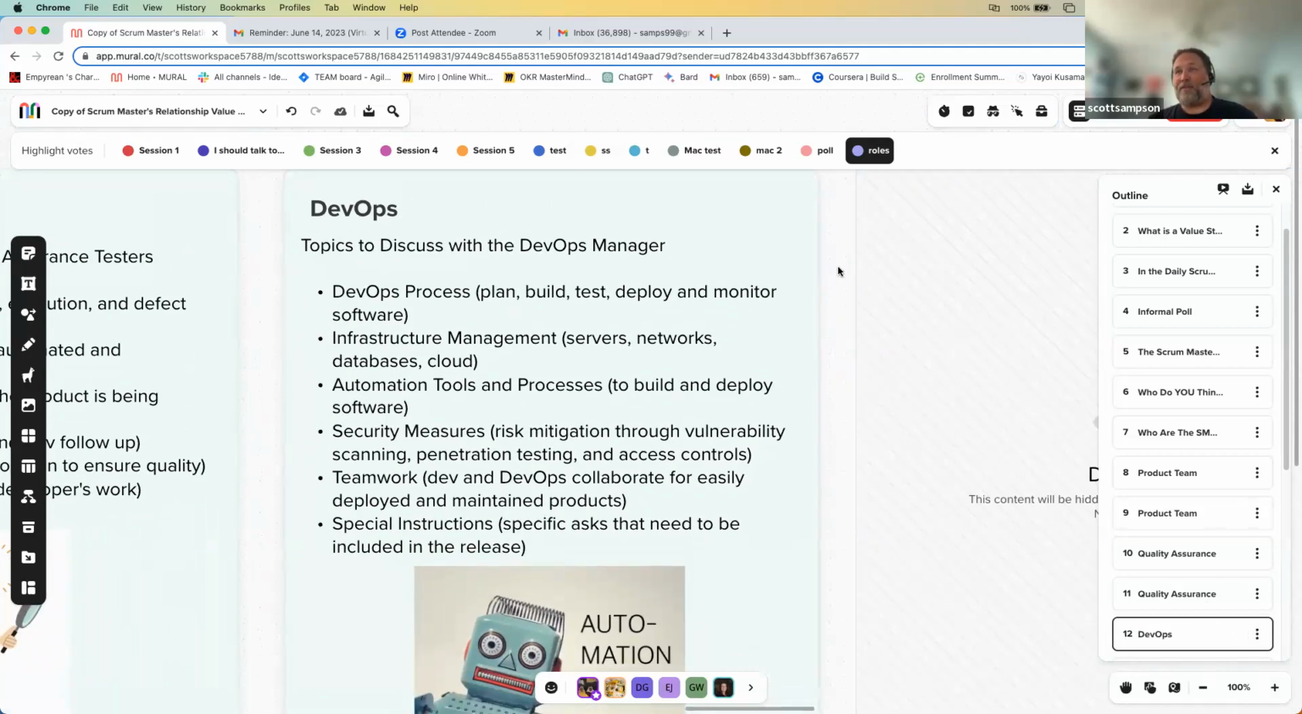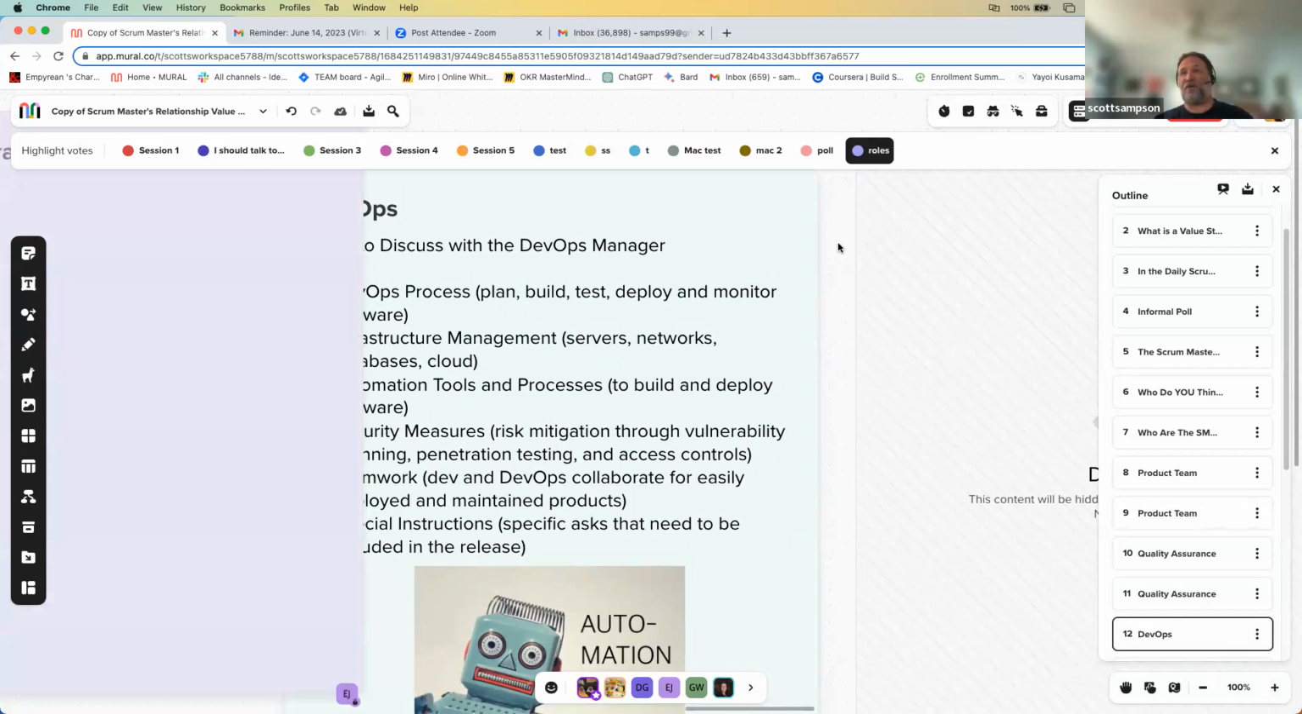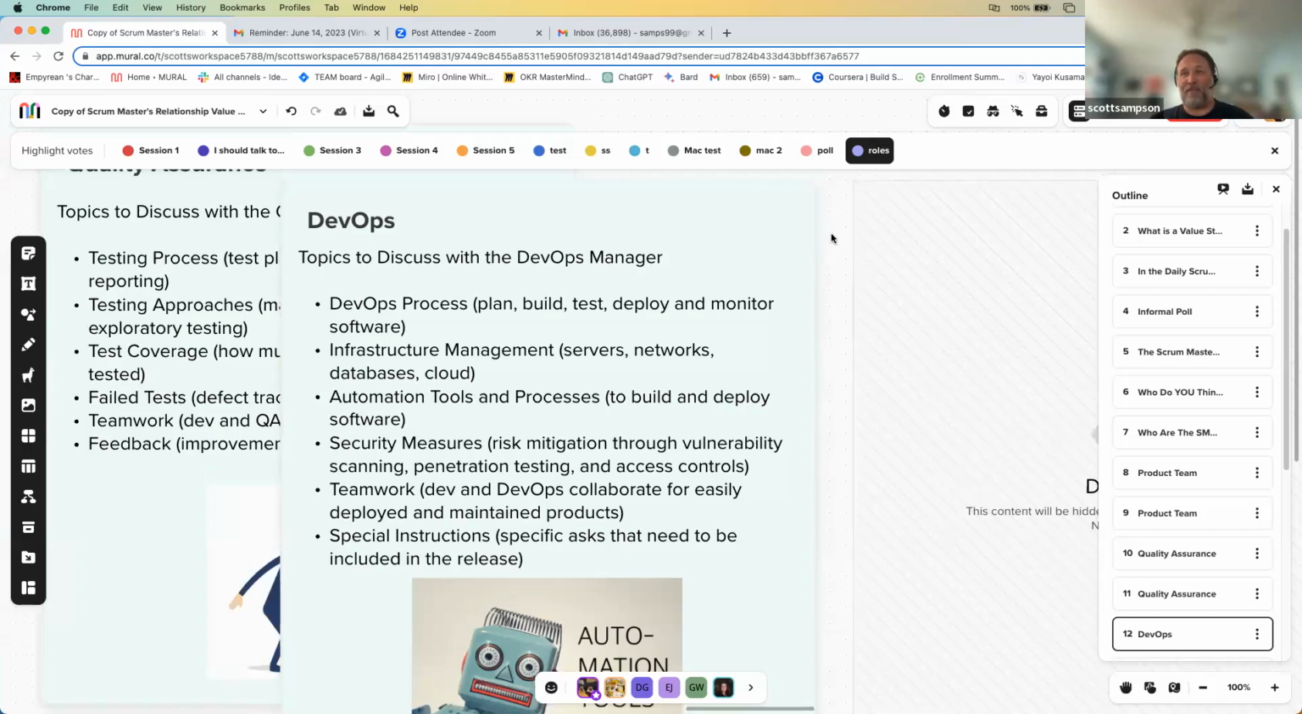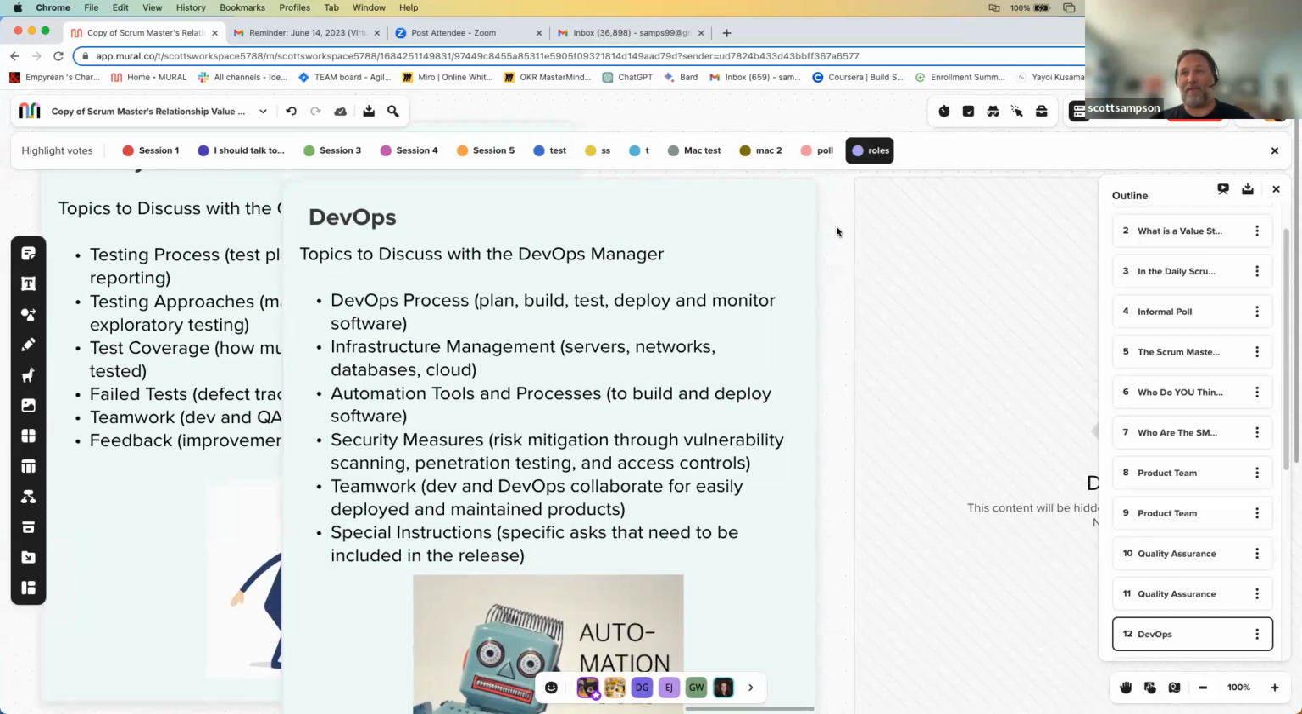We'll move on to DevOps. This is another critical role or area for the SME. First, we'll start with a DevOps manager. So again, these are items you can talk to the DevOps manager about. This is a very interesting area. I've done this myself, and so you can talk to the DevOps manager about their process.